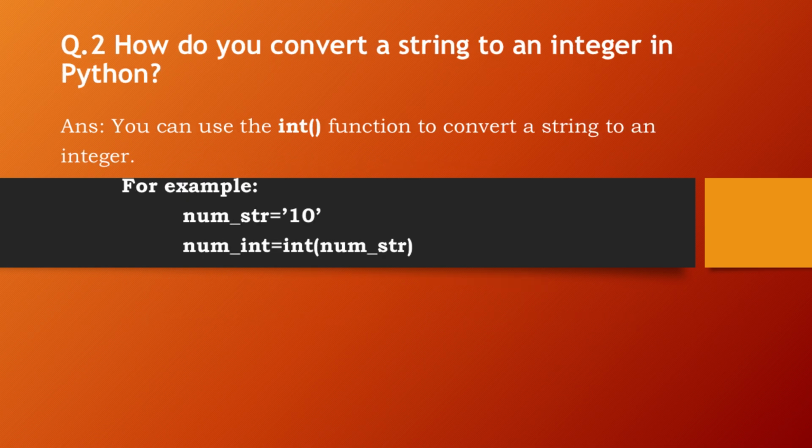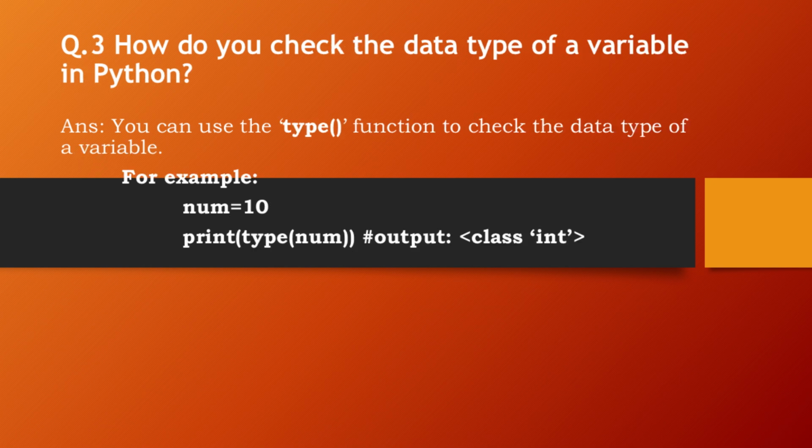How do you convert a string to an integer in Python? You can use the int function to convert a string to an integer. How do you check the data type of a variable in Python? You can use the type function to check the data type of a variable.